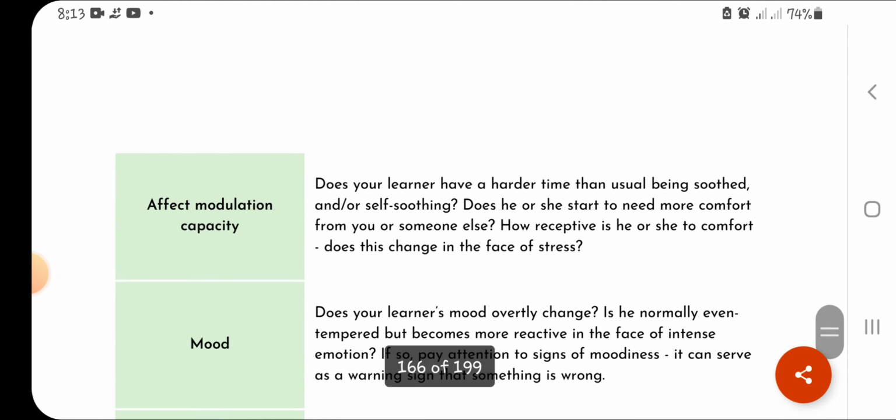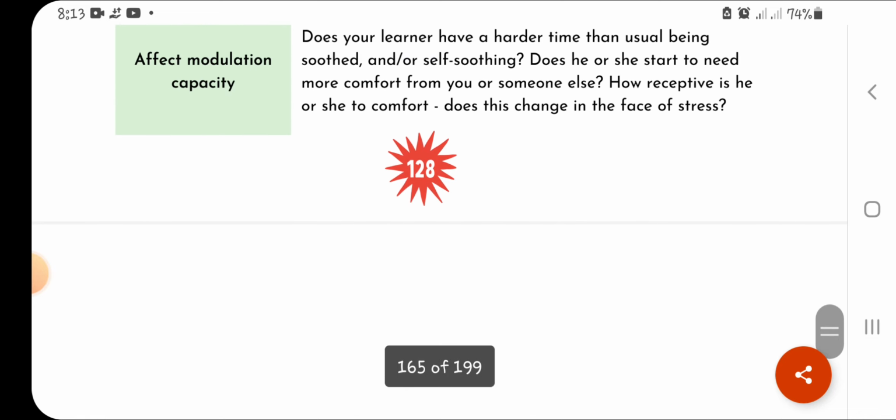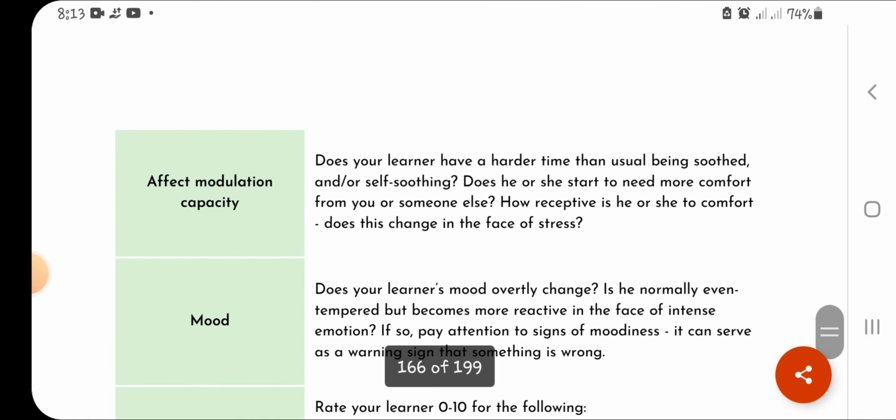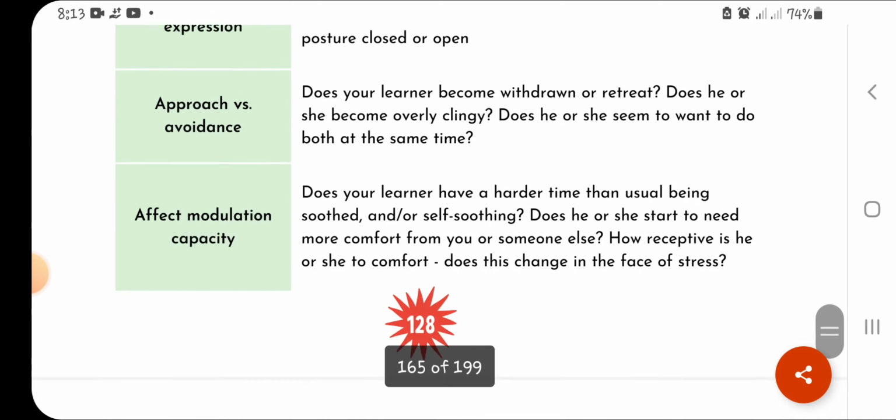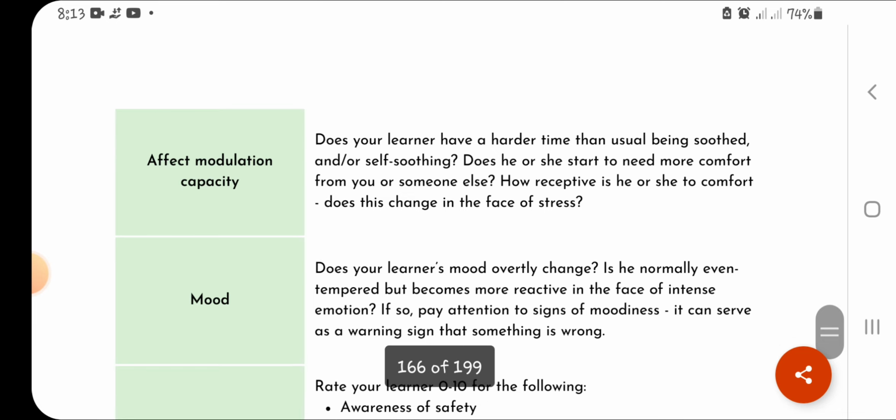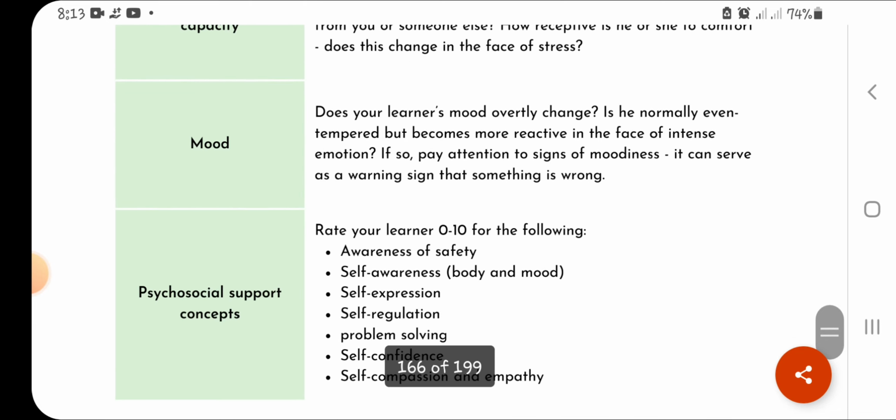Okay? So, this is in connection pa rin. Dalawa siya. Affect modulation capacity. Does your learner have a harder time than usual being soothed? Naulit lang tong part na ito. Okay? And for the mood, does your learner's mood overtly change?